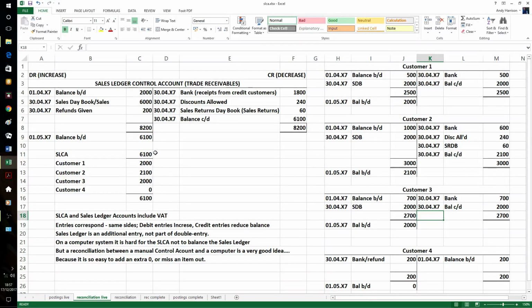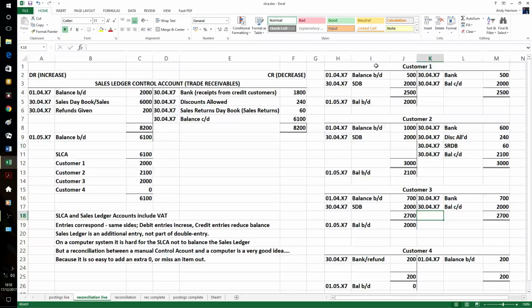If it didn't, well, we'd start looking, we'd start investigating why. Did we miss something off? If we missed something on the debit side of the control account, although it's the increase side, missing it off means the control account would be decreased. If we missed something off the credit side of our control account, the control account would be increased, so it would be higher than our customers accounts, and exactly the same way round on our customers accounts.